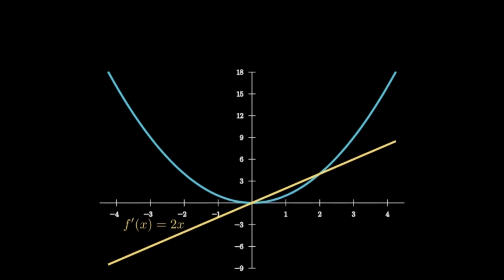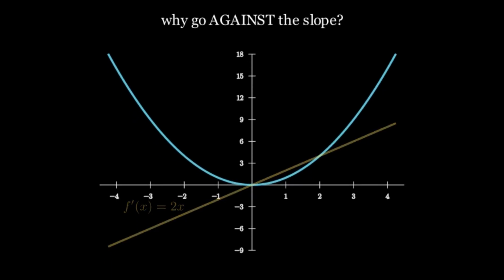So now we know the slope tells us which way to go. But why is it the opposite direction? Let's actually check that on both sides of the bowl. Start on the right at x equals 3. The slope here is +6. The curve is rising and you can see exactly where that 6 comes from. Drop straight down to the yellow slope line and there it is, 6 units above the axis.